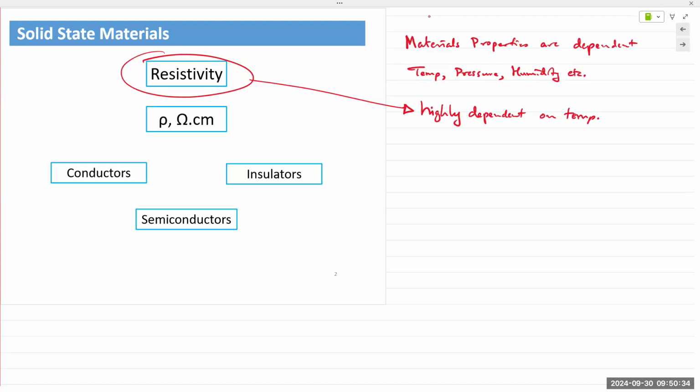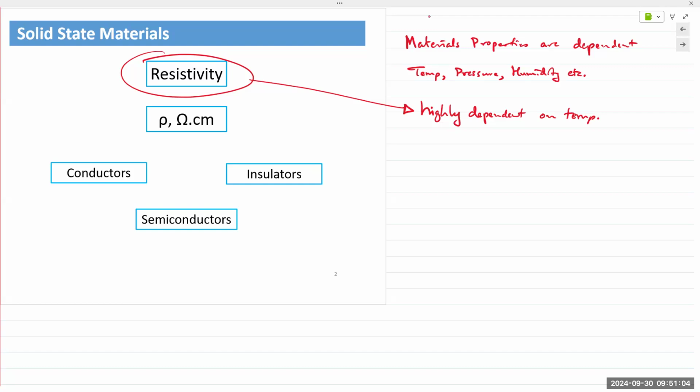So, generally speaking, every electronic device, every circuit that you analyze is always at room temperature. Unless explicitly stated that you are working at absolute zero or in a hot environment or a cold environment, it's always room temperature. So all the properties or the numbers that we will refer to will always be room temperature numbers. Okay.